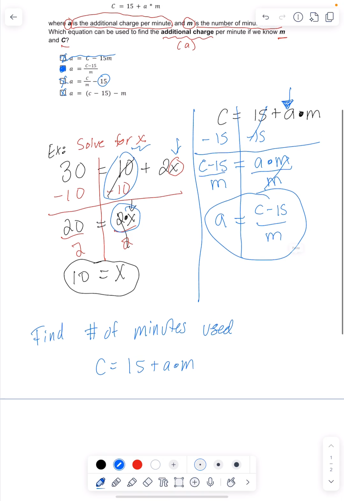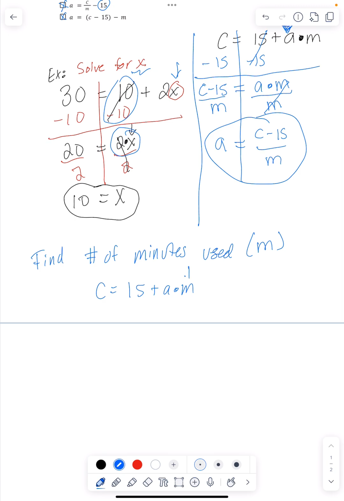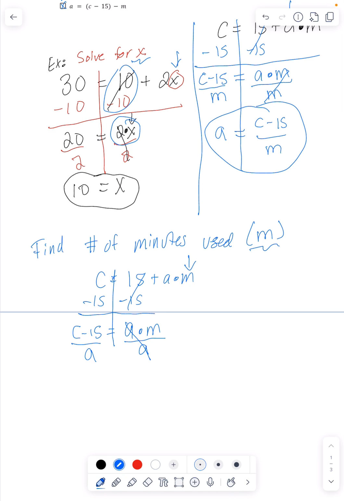In this case, the minutes used is represented by M. So we could have solved for M, and we would do the same process. So minus 15 from both sides, to get C minus 15 is equal to A times M. And since we were solving for M, instead of dividing by M, we would divide by A, to cancel these. And we would say that M, the number of minutes, is C minus 15 divided by A.